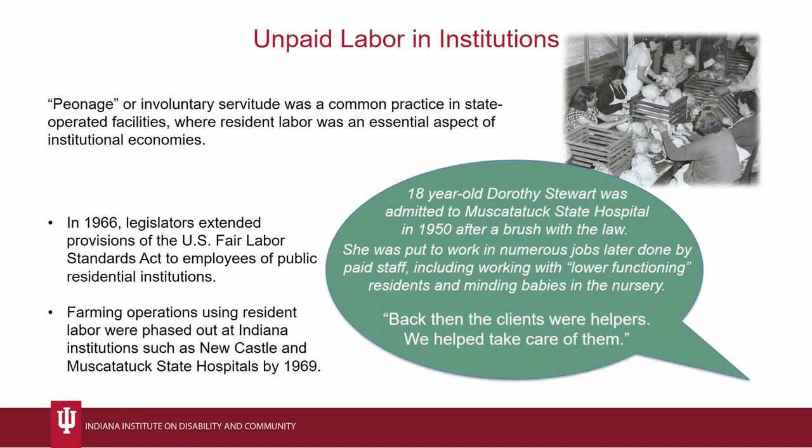The Fair Labor Standards Act was supposed to protect employees of public residential institutions. It was never really enforced for institutionalized people with intellectual and/or developmental disabilities. However, institutions were afraid of lawsuits and started eliminating those unpaid jobs. Farming operations using resident labor were phased out at Indiana institutions such as Newcastle and Muscatatuck State Hospitals by 1969.